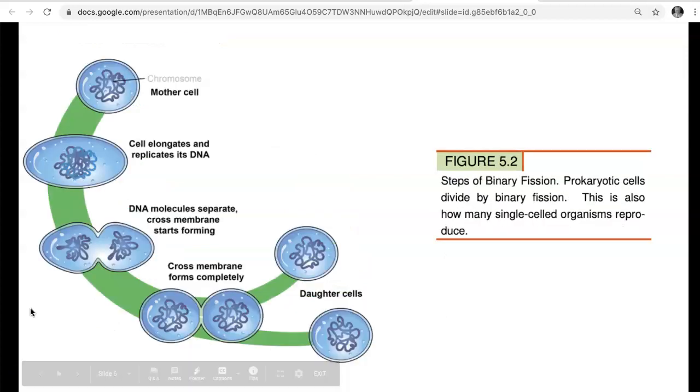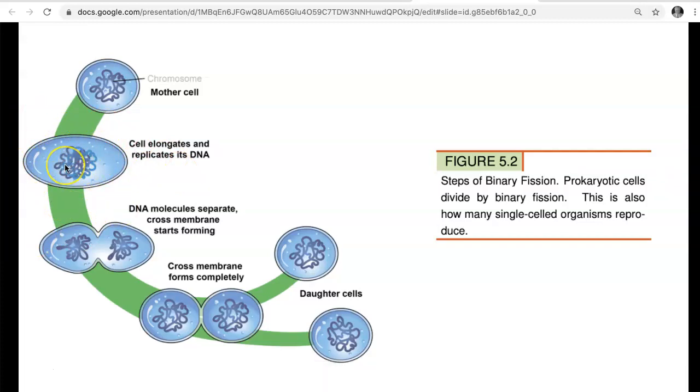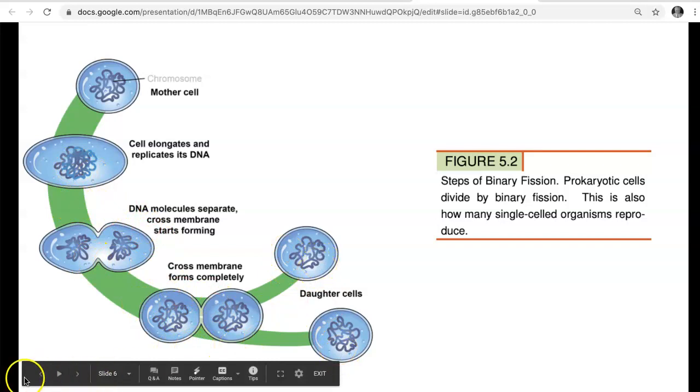Here we see the steps of binary fission, where we have the mother cell, and in it, it says the cell. In the second diagram right here, it says the cell elongates and replicates. So remember, what replicate means is that it's copied. All the initial DNA is copied before the cell begins to split into two daughter cells.